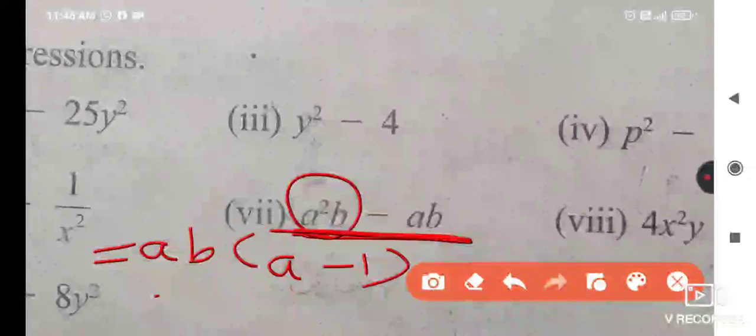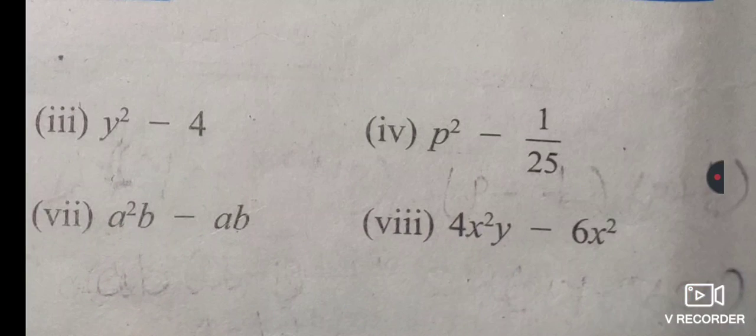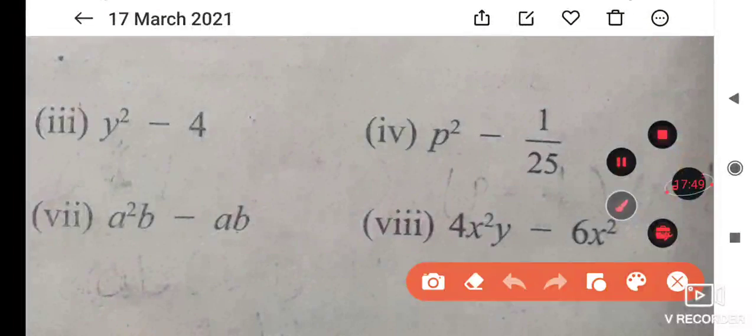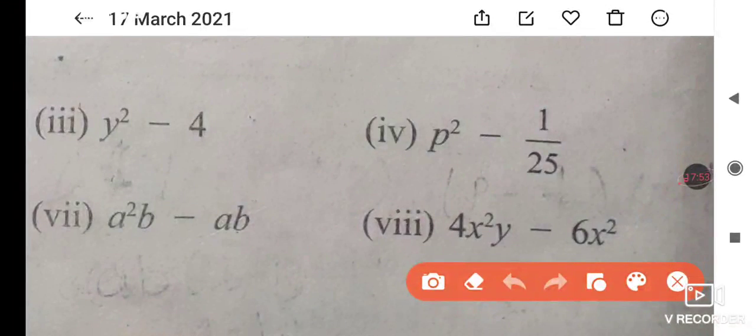A, b into bracket a minus 1. In this way we have to solve the example. Question number 8. In this example, inside, 4x square and 6. Here also we have to take some common terms, because from 4x square we can take x square outside, but 6 is not a square number and y is also not.